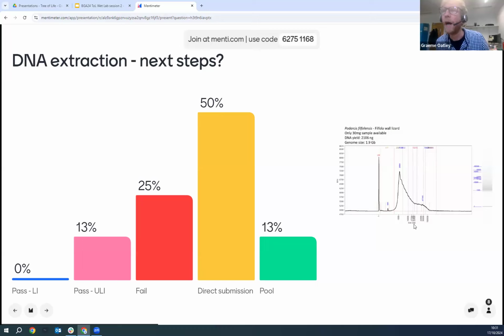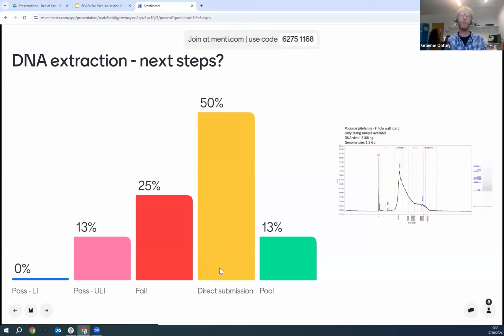Direct submission, unfortunately, I think we have too much high molecular weight to the right to be able to do a direct submission. So direct submission would sort of get rid of this main peak here, but would leave a lot of the high molecular weight DNA over to the right. And so, yeah, that wouldn't be a suitable candidate for a direct submission approach. Pooling the DNA, again, because of our limited sample availability, we wouldn't be able to do a second extraction.